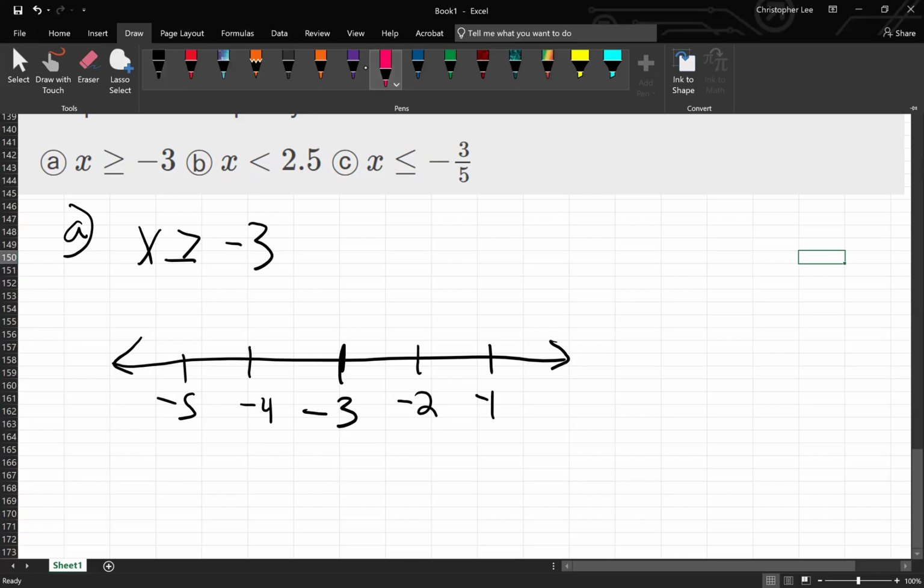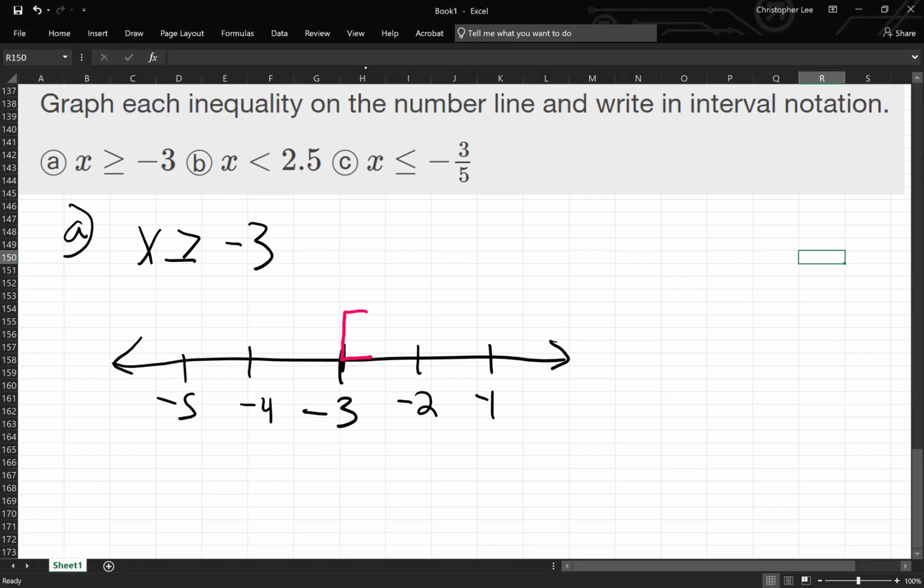So now my prompt was that X is greater than or equal to -3. Because it's greater than or equal to, I'm going to use a square bracket like this. And I want to shade all the numbers to the right that are greater than or equal to -3. Any questions on that? Did you guys get that? Awesome. All right, so let's try the next one.